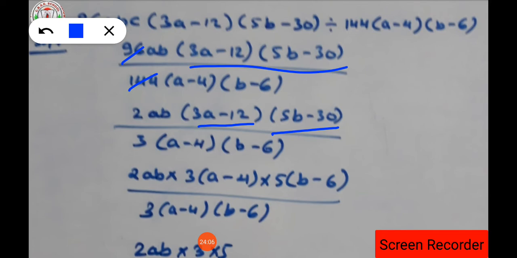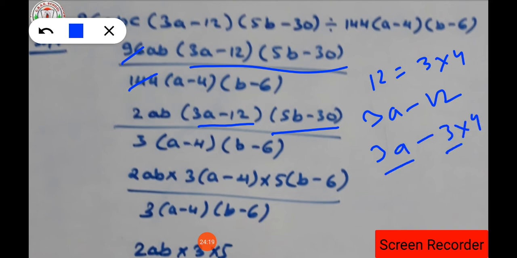Then in the second part, here we have 3a minus 12, and here 5b minus 30. So how can 12 be written? 3 into 4, isn't it? So 3a minus 12 we can write as 3a minus 3 into 4. Among these, 3 is being taken common. So what is left out? That is 3 into (a minus 4) that is left out.